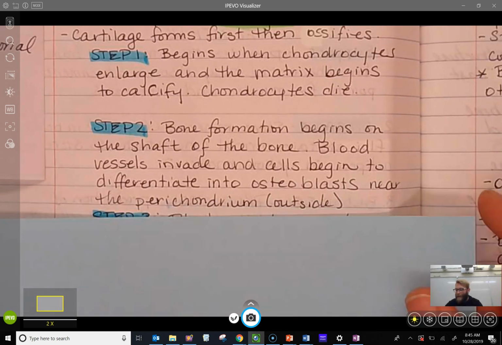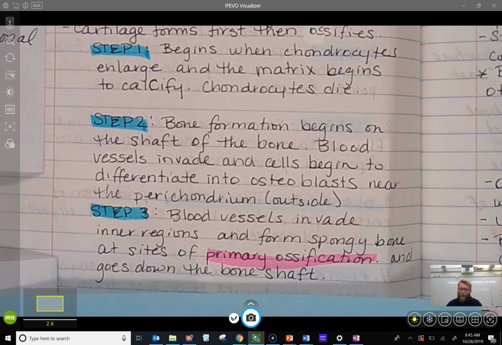As those cells continue to move through, blood vessels continue to invade those inner regions, and we'll get more spongy-type bone in the inner part. This is where we'll start to differentiate even more into the marrow areas in some of the long bones, right? This first area, where that occurs, we call primary ossification. That's where we begin formulating a much more rigid structure that builds the stronger long bones like what you see in your arms and your legs, okay? So that's primary ossification.